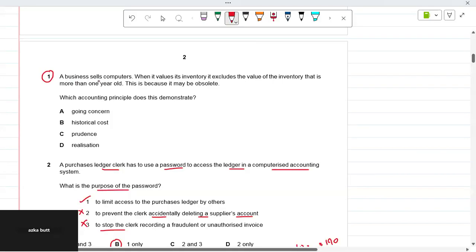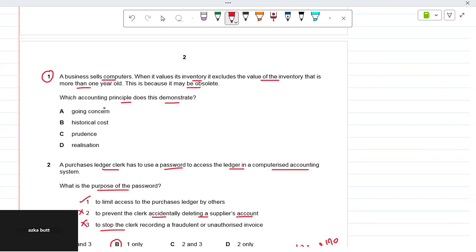Last question is question number 1. A business sells computers. When it values its inventory, it excludes the value of inventory that is more than 1 year old. This is because it may be obsolete. Which accounting principle does this demonstrate?